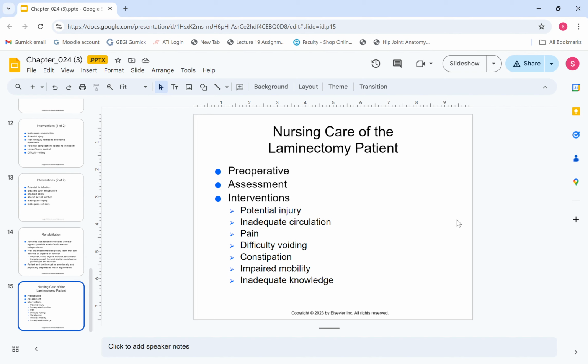And then inadequate knowledge. So we do our pre-op teaching, we do our post-op teaching. Post-op, things like medications they're going to be taking, pain control, things we're going to be doing for them.